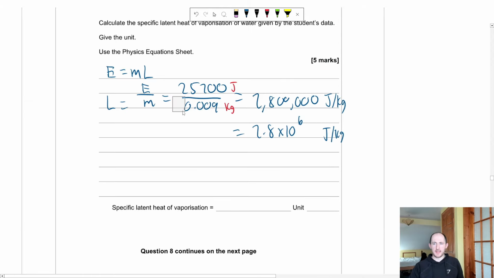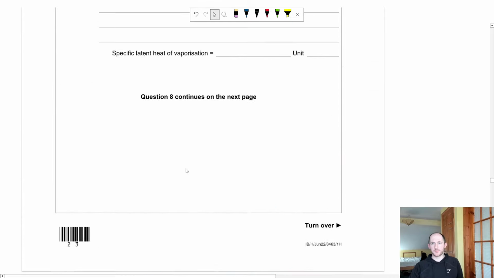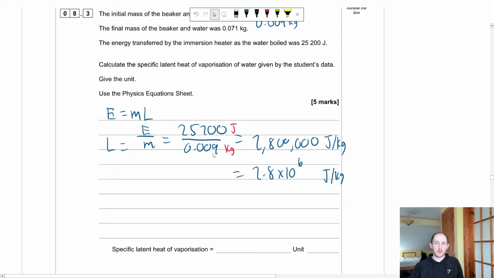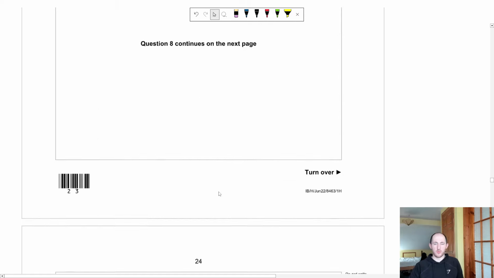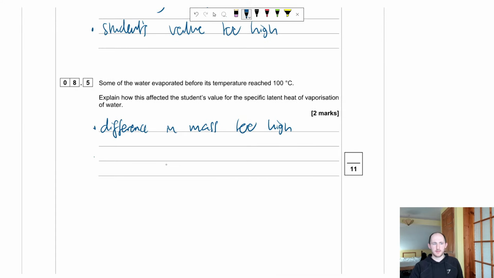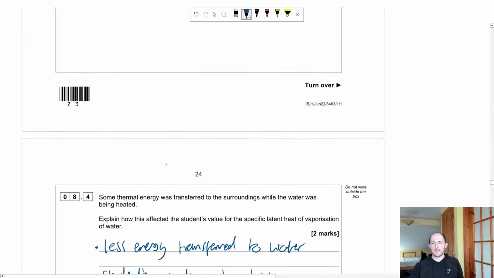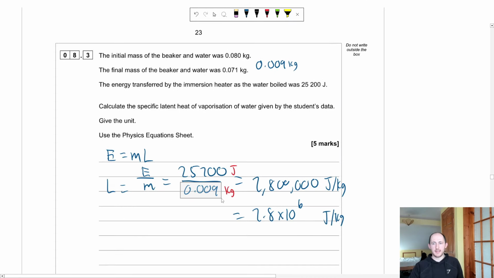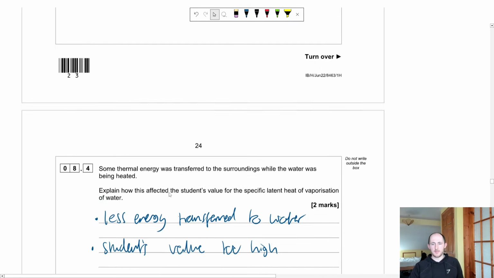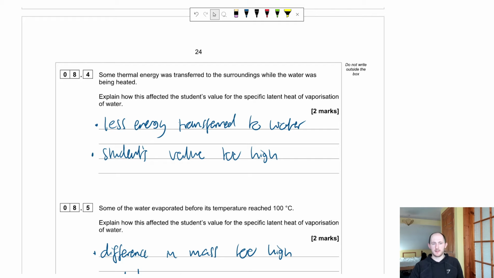Mass is on the bottom here, so that number would be lower. It's lower than it should be. So, by that I mean it should be a lower number. Since we're dividing by a bigger number, that means our answer was too small. Hence, students' value too low. Again, that's because this number right here is bigger than it should be because we're dividing. That means the number is too big.